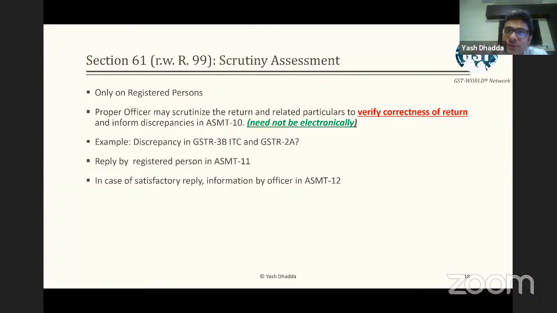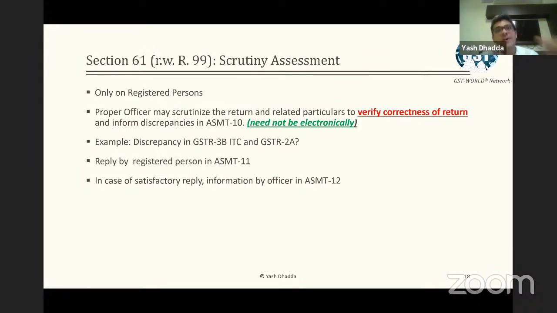Now, friends, don't confuse this with the scrutiny assessment in income tax. In income tax, the scrutiny assessment starts with calling for information. Whether it is a detailed exhaustive scrutiny assessment or a limited scrutiny, the officer would still call for certain information. In GST scrutiny assessment, the officer is not calling for information. He cannot issue a notice saying, I want to do your scrutiny assessment under section 61, so I need your sales account, purchase account, returns and all those things. No, that is not the purpose of section 61.